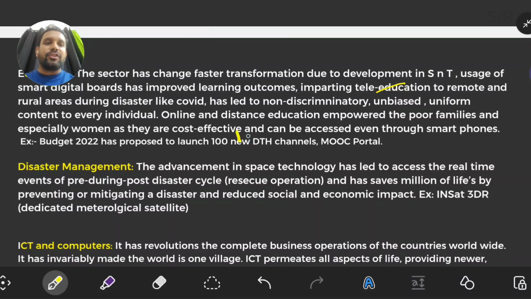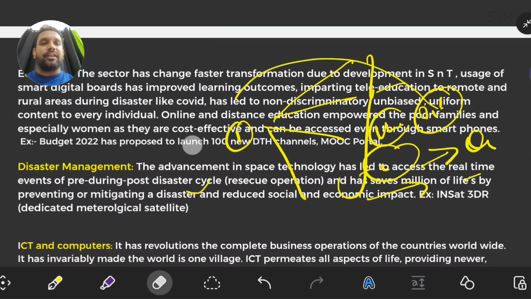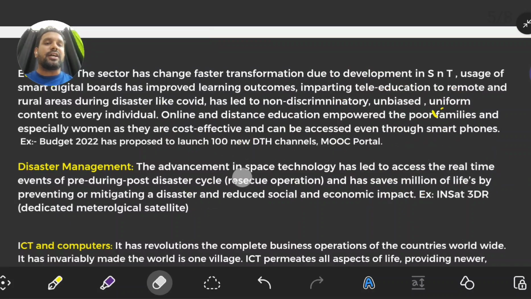With the help of tele-education, like my lectures, anyone in any part of the country is getting uniform information from me, or not? Yes. So uniform information is disseminated, uniform quality is there, everything is uniform. So there is no bias whether you are in a rural area or the urban area. Obviously the limitations are there because they should have 3G, 4G or 5G whatsoever. So imparting tele-education to remote rural areas, even during disasters like COVID, is non-discriminatory. I am not discriminating against anyone when I am giving lectures like this. Unbiasedness, no bias, uniform, same content flowing across the channel.